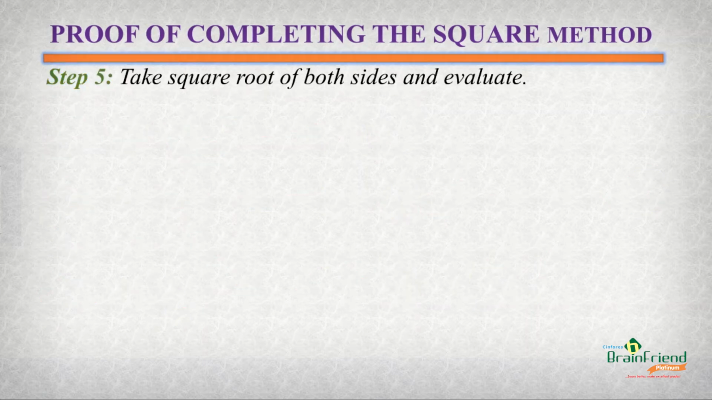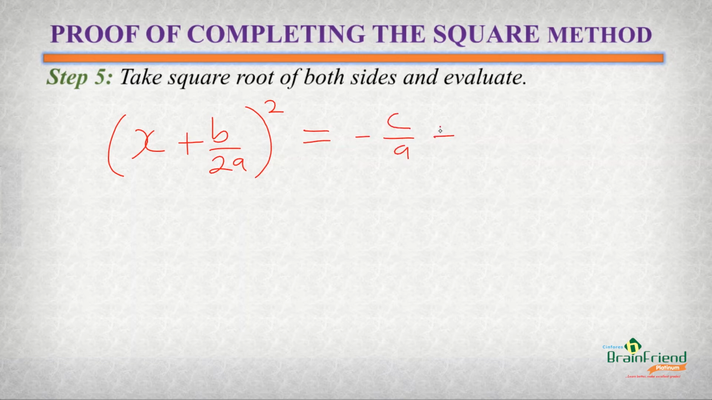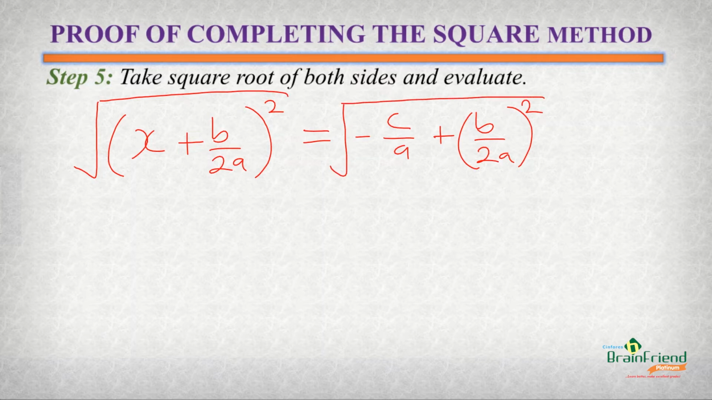Now, in step 5, we have to take the square root of both sides and then evaluate. Let's take the square root of both sides. Our last equation, we stopped at (x plus B over 2A) all squared, right? And we said it's equal to minus C over A plus (B over 2A) all squared, right? Taking the square root of both sides simply means we should take the square root of the left-hand side and then the square root of the right-hand side.